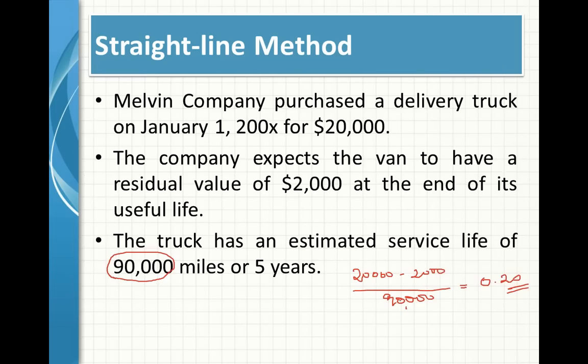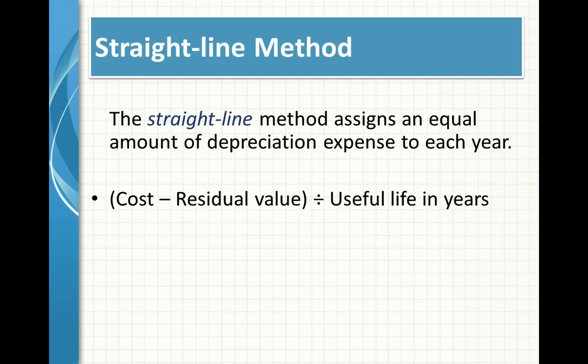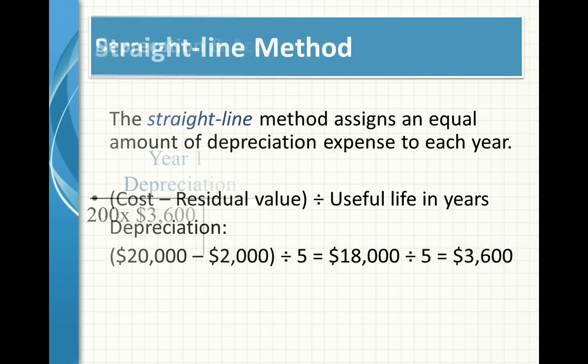Else if it is 5 years, 20,000 minus 2,000 divided by 5, here it is going to be 3,600. The units of production method is based on the production. In straight line, it is the cost of the asset minus residual value divided by useful life, 3,600.